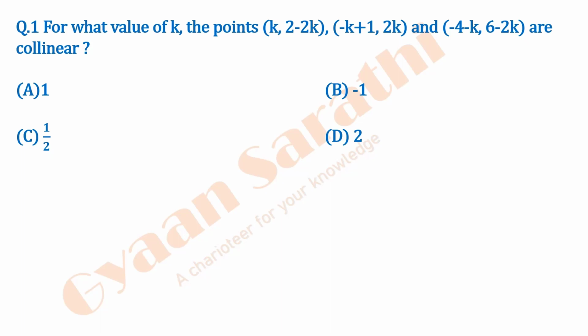For what value of k the points k comma 2 minus 2k, minus k plus 1 comma 2k, and minus 4 minus k comma 6 minus 2k are collinear? The options are 1, minus 1, 1 by 2 and 2. Let us see how to solve this question.